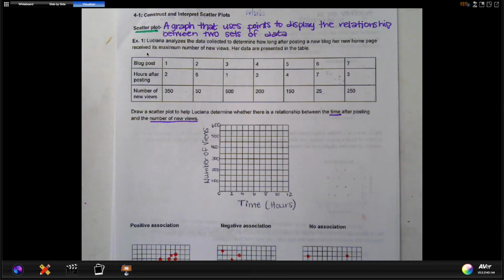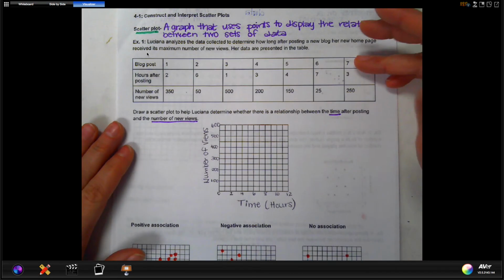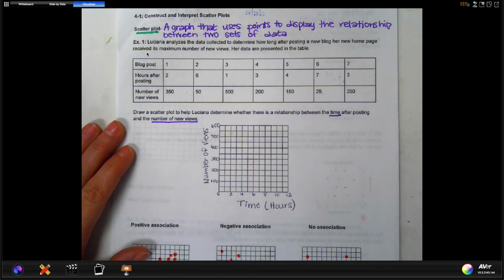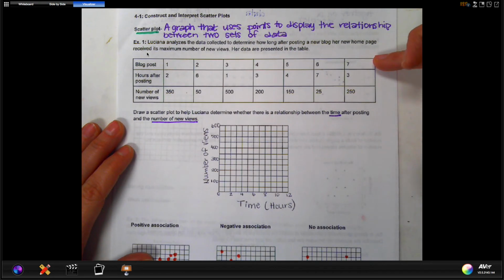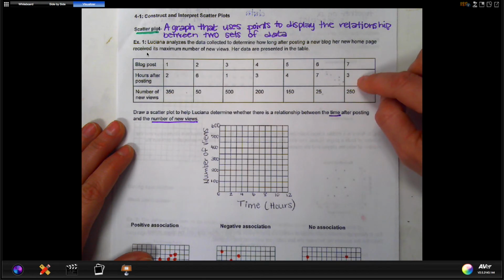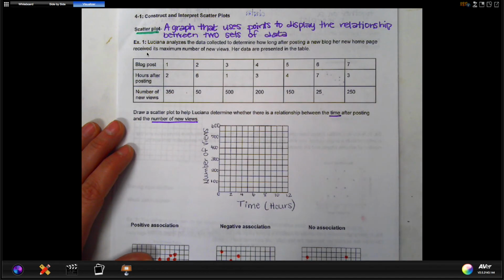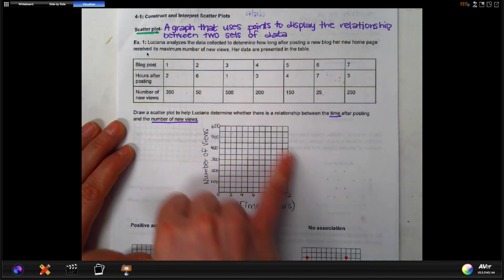It says Luciana analyzes the data collected to determine how long after posting a new blog her new homepage received its maximum number of views. Her data are presented in the table. So there are three different rows here in the table: which blog post it is, the hours after she posts it, and then the number of views. So the first thing we have to do to draw a scatter plot is determine what variables we are looking for, because we can only use two at a time in a scatter plot.